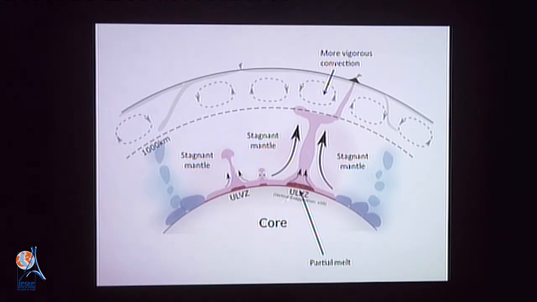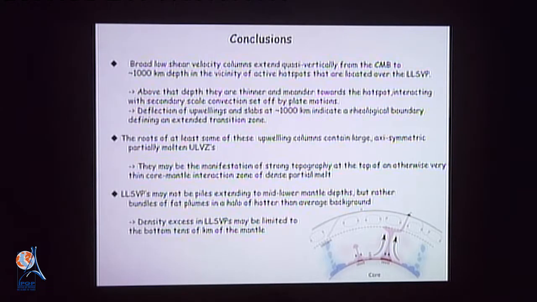And then under at least those large plumes, we have now evidence for three of them that there are these large ultra-low velocity zones that may be the expression of a very thin core-mantle interaction zone, partially molten, that has higher topography in the center of the roots of the plumes, which is the hottest. And then if you have smaller plumes that don't make it all the way up, you might have a smaller ultra-low velocity zone.